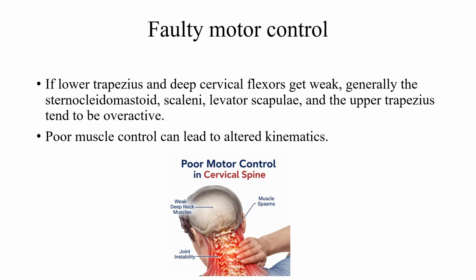There's a very important concept called motor control. Muscles have to function at a specific timing to bring about a certain movement. If certain muscles overact and certain muscles are weak and underact, then you do not have a proper motor control which brings about the movement. So in the cervical spine, if the lower trapezius and the deep cervical flexors get weak, we generally see that sternocleidomastoid, scalenii, levator scapulae, and upper trapezius are overpowering in that area. And that can lead to altered kinematics, and further degeneration can be promoted by these altered kinematics.